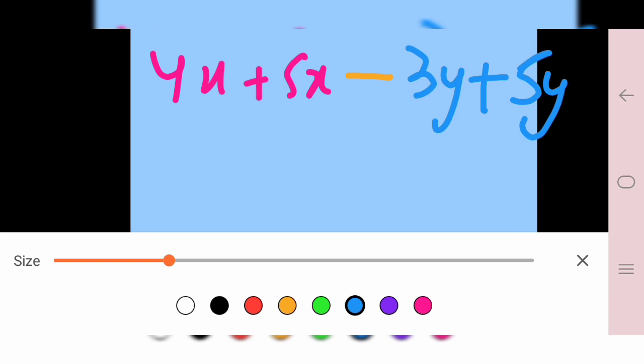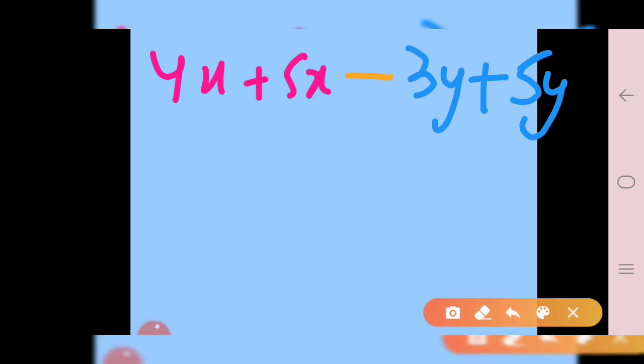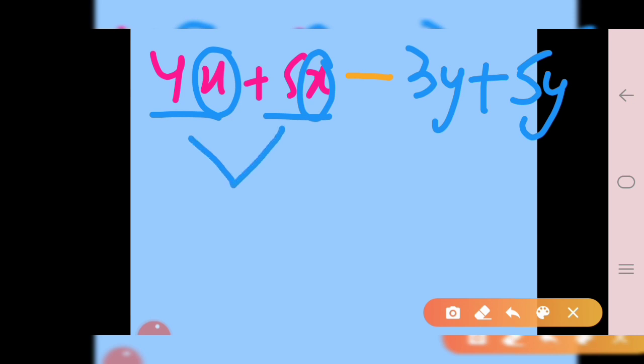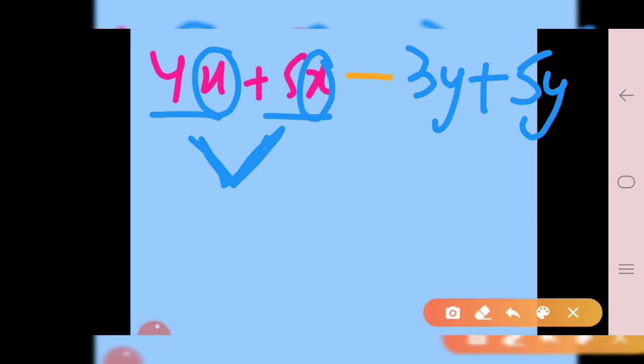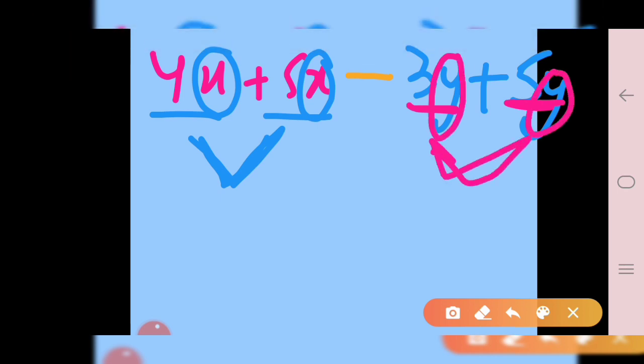So over here, if you see, those terms which have the same letters, for example, like 4x, 5x, they have the same letter x. So these two terms are from the same family. Whereas if I talk about 3y and 5y, these terms have the same letter y. So these are from the same family. So what I'm going to do is I'm going to simplify terms within the same family.